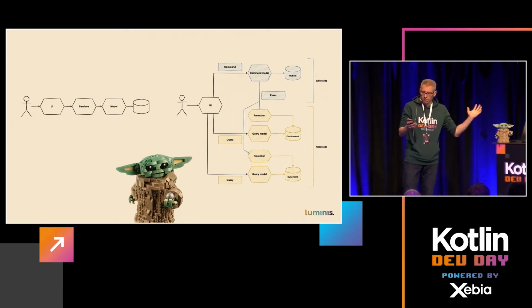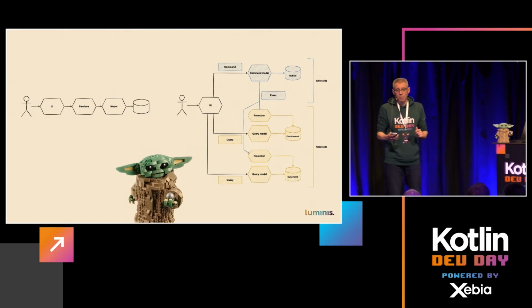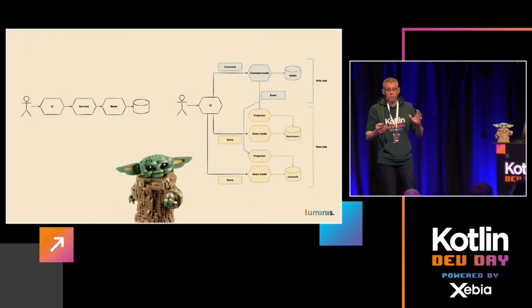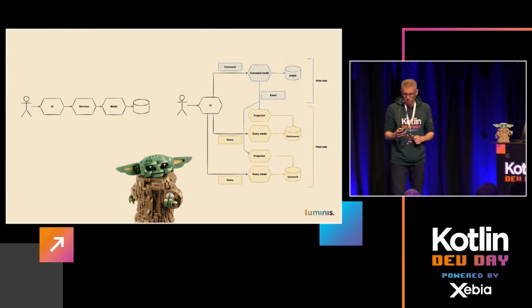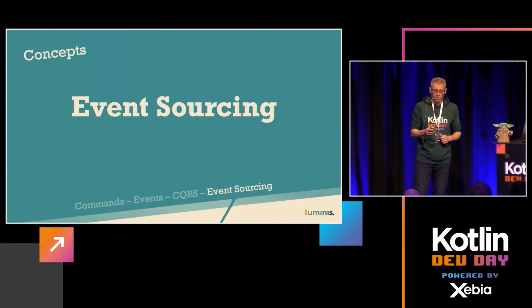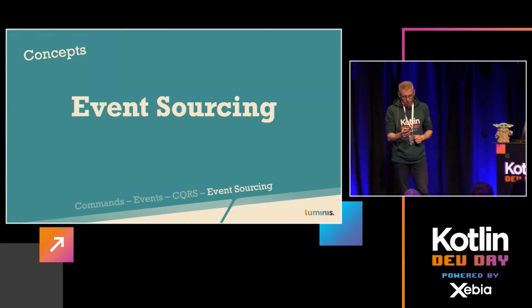But the one on the left gives you more flexibility. It may result in much simpler queries because your query model is really optimized for those queries. And you maybe actually have a simpler write model as well, because it doesn't have to contain all the stuff you need for querying. So this is something you have to figure out for your application, but it's good to know that it's possible. So now we get to event sourcing.